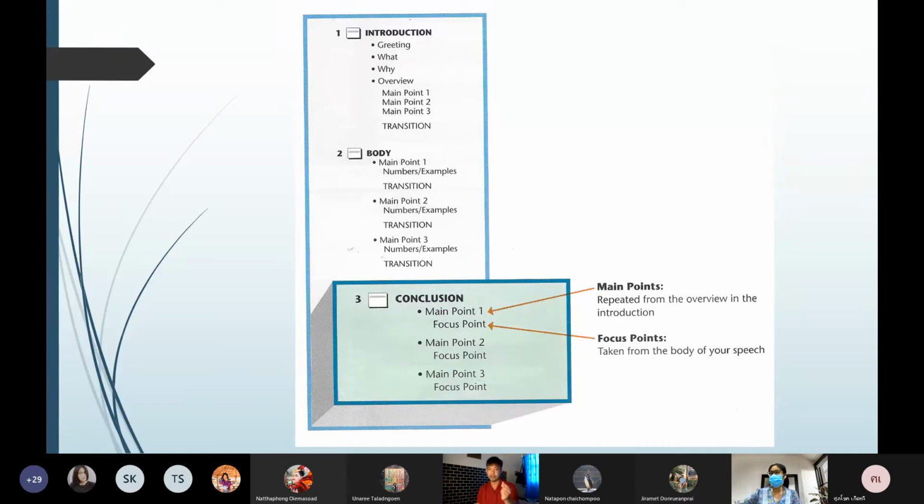And let me do it. Conclusion, main point 1. Speak it again, again from the introduction. Very easy. Just speak it again from the introduction. Then you take one important thing or what you want to emphasize, anything that you want your audience to remember. We call that the focus point, taken from the body of your speech. Okay, let's move on to the next slide.